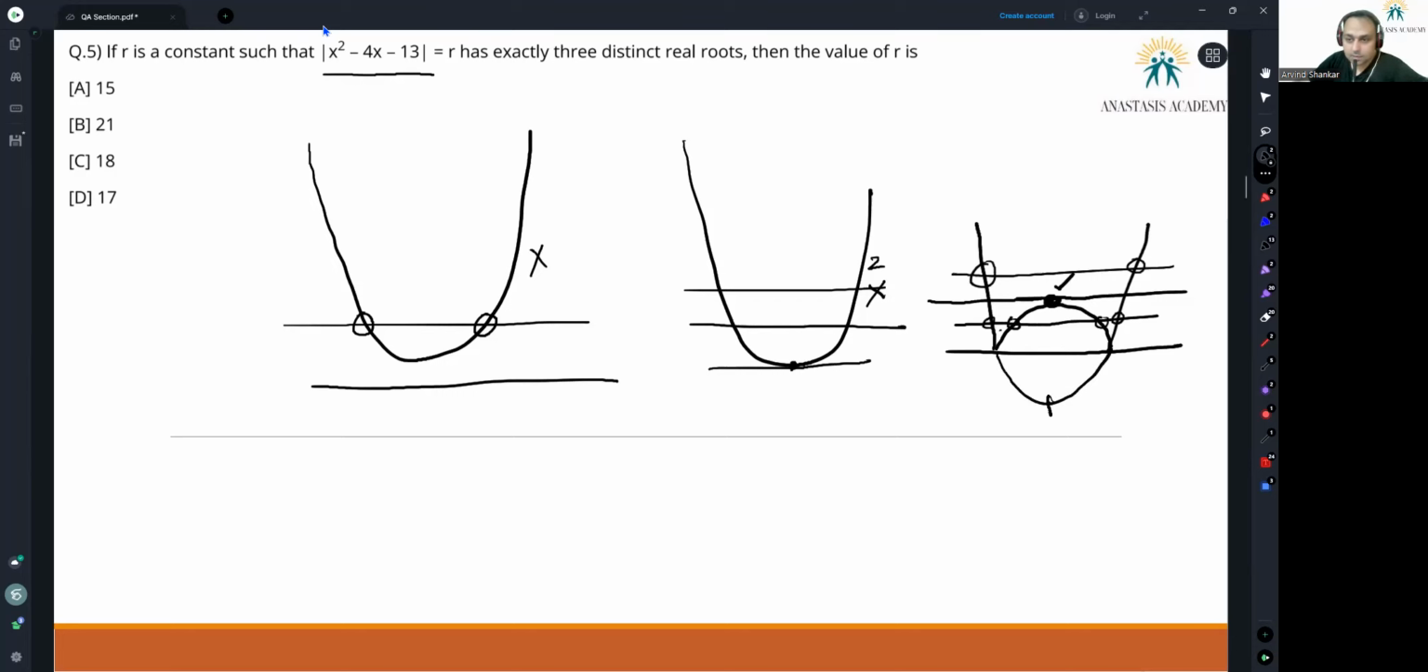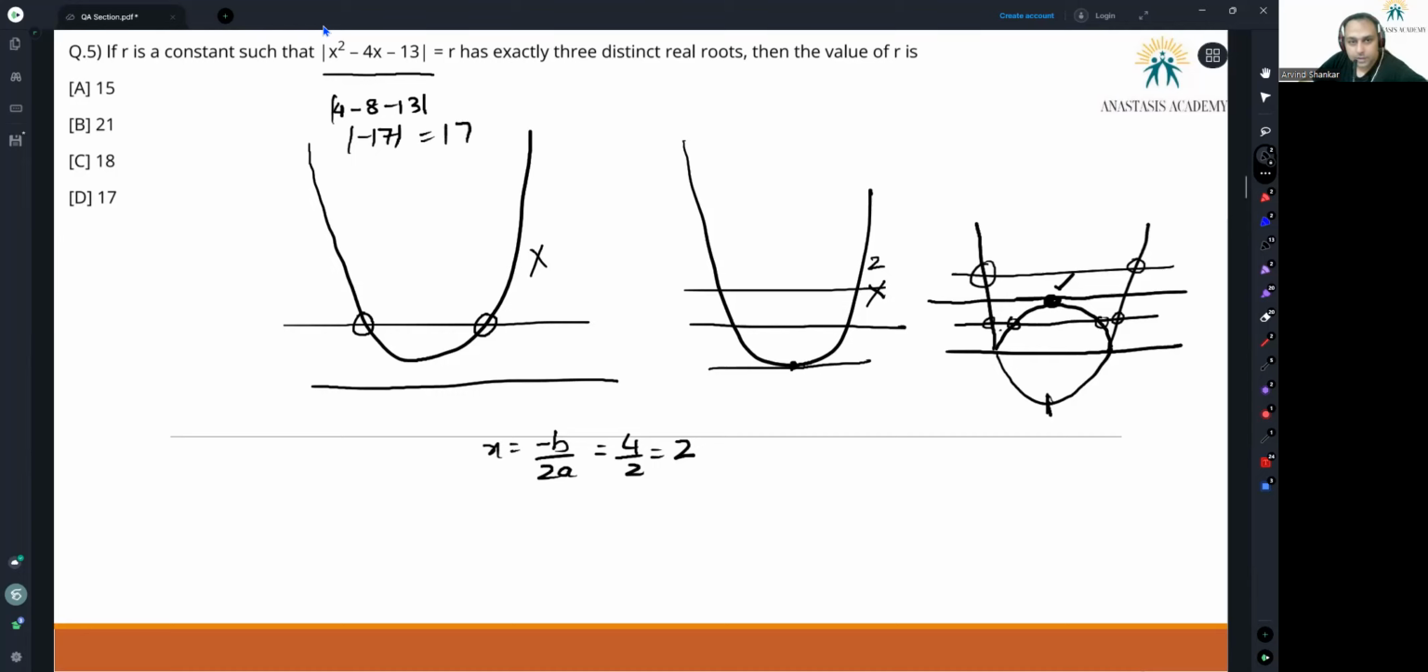Basically, they are asking me what is the absolute value of the minima of this function. So if I want the absolute value of the minima of this function, there are 2 ways again. One is, let's put x equal to minus b by 2a, which in this case would be 4 by 2, or x is equal to 2. Once I place that here, how much do I get? 4 minus 8 minus 13, or I get minus 17 because all of it is under mod.